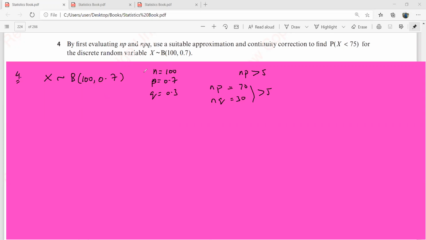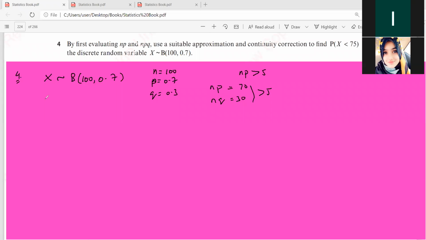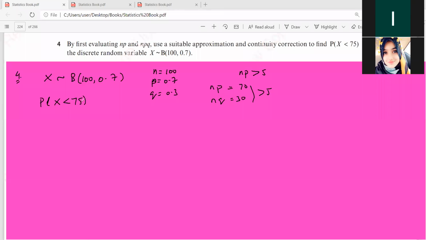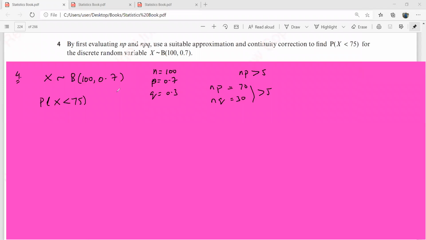And here we have to find the probability that your X is less than 75, okay? When your X is less than 75, we have to find this.